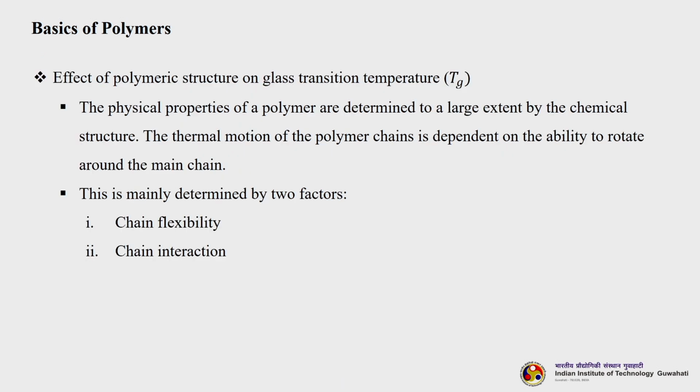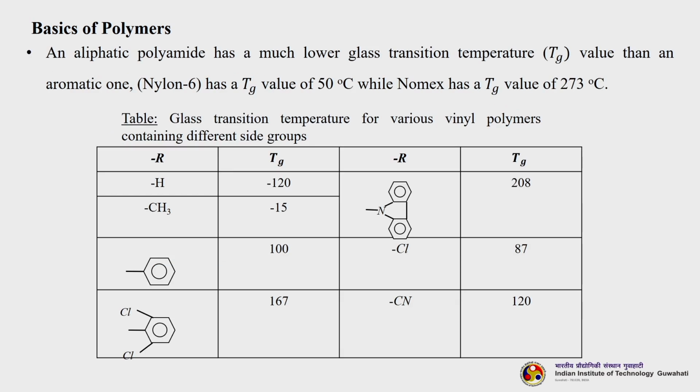So, effect of polymeric structure on glass transition temperature. Now, the physical properties of a polymer are determined to a large extent by the chemical structure. So, the thermal motion of the polymer chains is dependent on the ability to rotate around the main chain. So, this is mainly determined by two factors, chain flexibility and chain interaction. So, an aliphatic polyamide has a much lower glass transition temperature than that of an aromatic one. For example, Nylon 6 has a glass transition temperature value of 50 degrees, while Nomex has a glass transition temperature of 273 degrees centigrade. So, this table gives the glass transition temperature for various vinyl polymers containing different side groups.